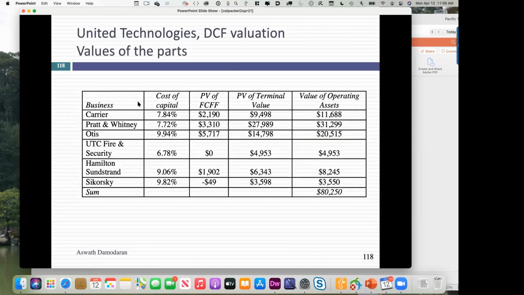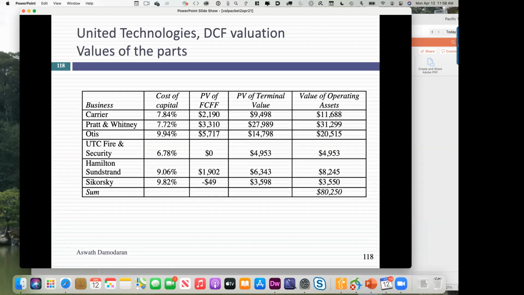And here's what I ended up with as my value for each. So this is just basically each business. I'm doing a free cash flow, the firm cost of capital. The sum of those values is 80.25 billion. This is a sum of the parts valuation of United Technologies.